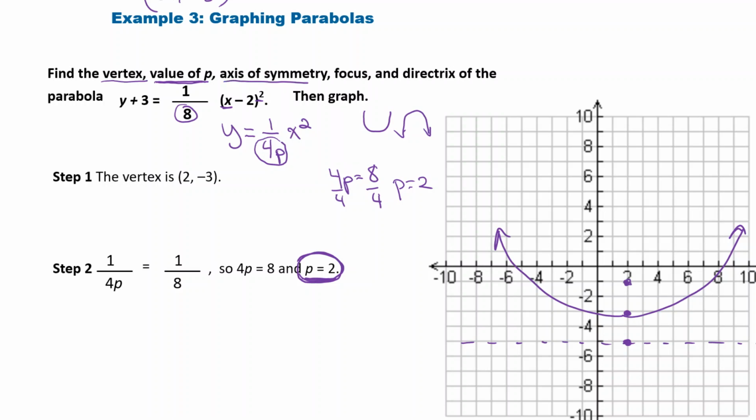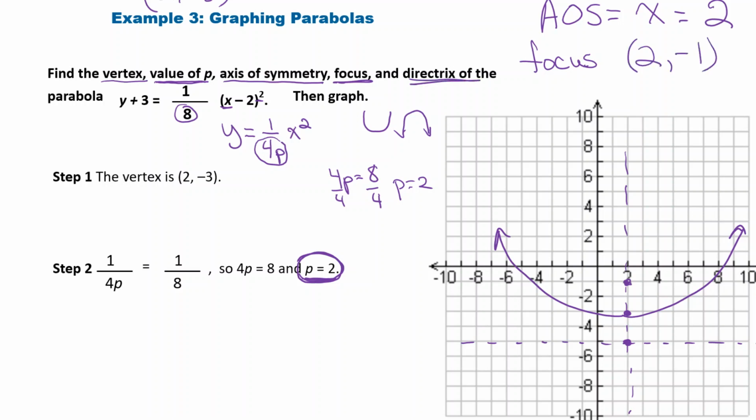Now, I also need to find my axis of symmetry. That's going to be right along the line of my vertex. So my axis of symmetry, which we can abbreviate as AOS, is equal to x equals 2. My focus is at (2, -1). My directrix, I'm just going to abbreviate, is at y equals -5. And then we have graphed it already, so that's all you have to do to finish it. All right, good job.